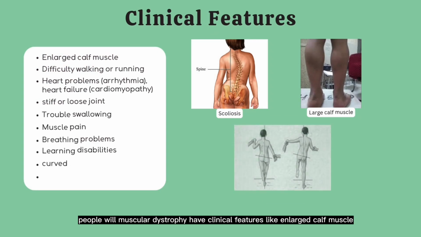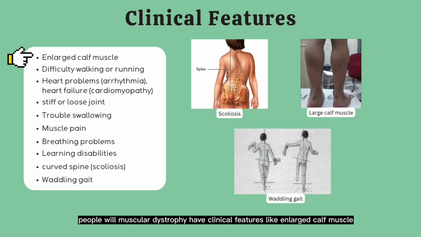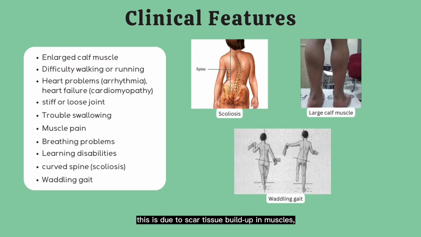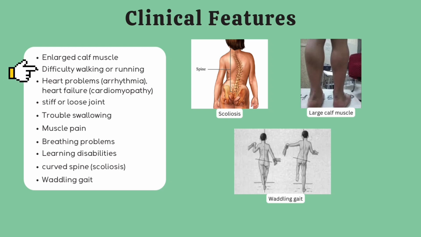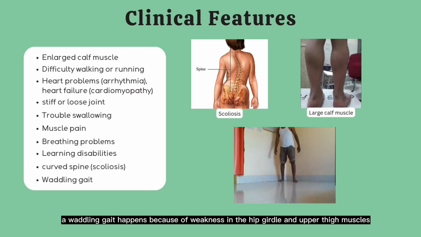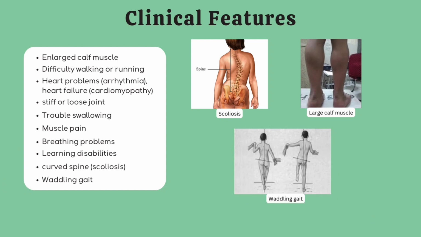People with muscular dystrophy have clinical features like enlarged calf muscle. It is also common for boys with Duchenne muscular dystrophy to have enlarged calves. This is due to scar tissue build-up in muscle and muscle tissue being replaced by fat and connective tissue. Next is difficulty walking or running, heart problems or heart failure, stiff or loose joints, trouble swallowing, muscle pain, breathing problems, learning disability, curved spine, and waddling gait. The waddling gait happens because of weakness in the hip girdle and upper thigh muscles.